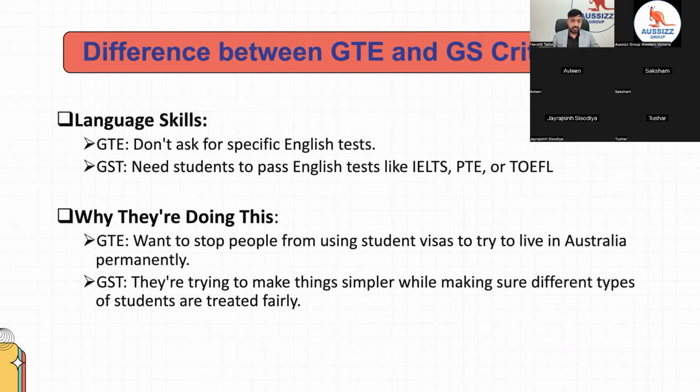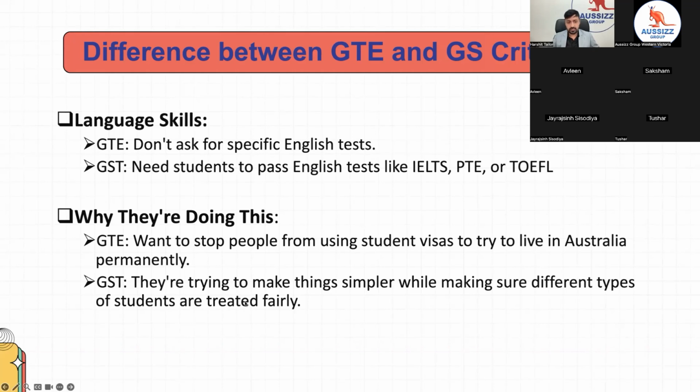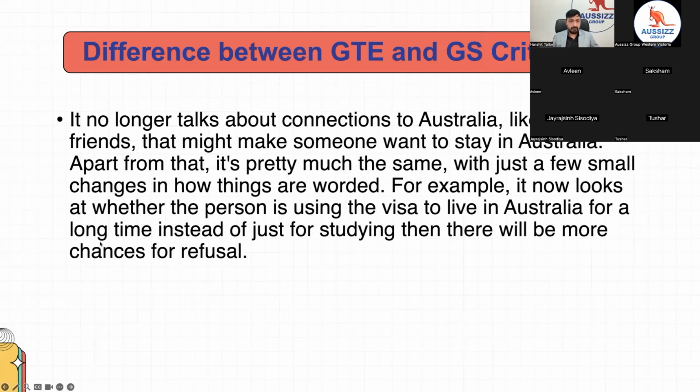So basically, in GT, if someone wants to come to Australia on a permanent basis, they cannot mention that, but in GST you can mention that. So this is the main difference, and we have discussed it a couple of times. GST also focuses on this, that you can be fairly treated as per your circumstances, your study and what course you are applying for in Australia. Yeah, so this is also a big difference.